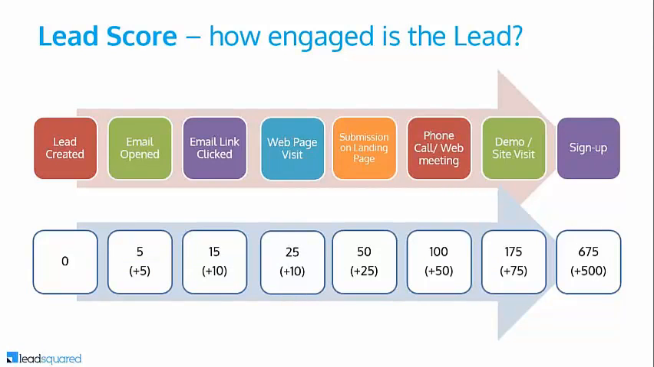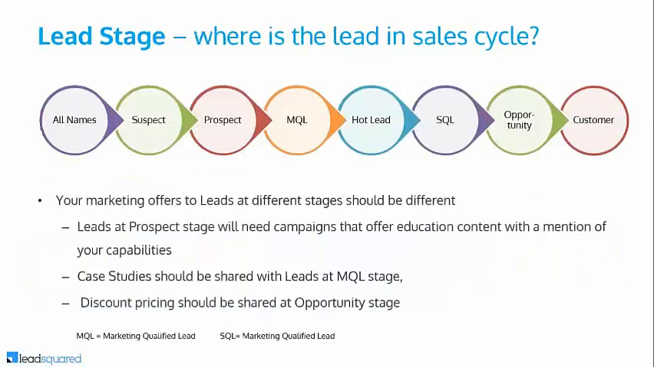So the second important attribute was lead score. The third important attribute of the lead is lead stage. Lead stage tells you where exactly the lead is in your sales cycle. So whether it's just a contact or a suspect or a prospect, or it's a marketing qualified lead, or a hot lead, or a sales qualified opportunity, or a customer. The definition of lead stage is configurable. You can customize LeadSquared to put in your own lead stages. So if you don't use a term like MQL or SQL, you can choose your own terms. That can be configured or customized in LeadSquared.